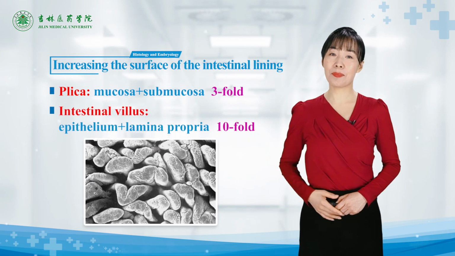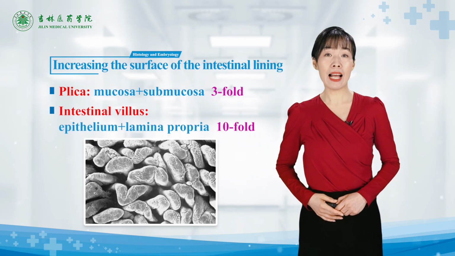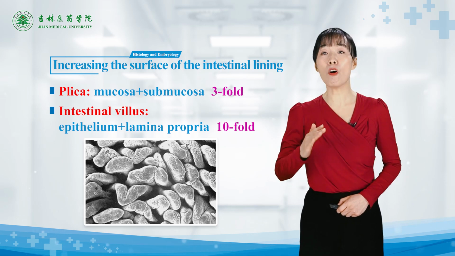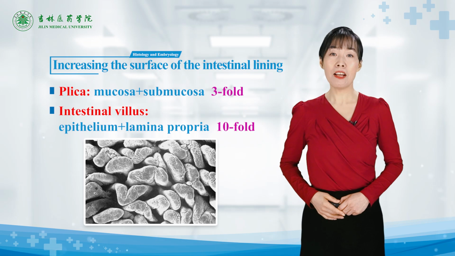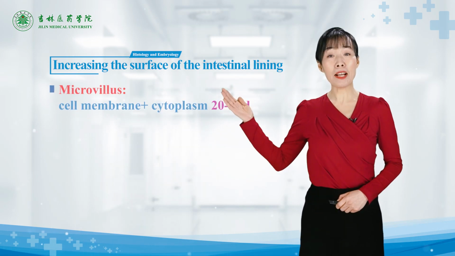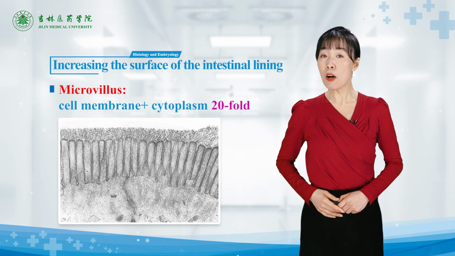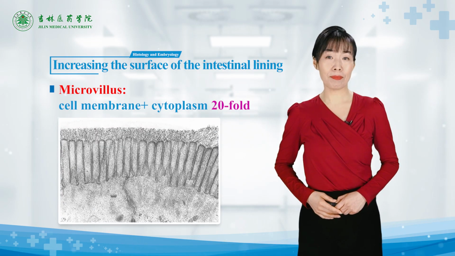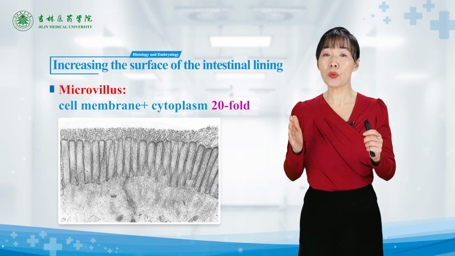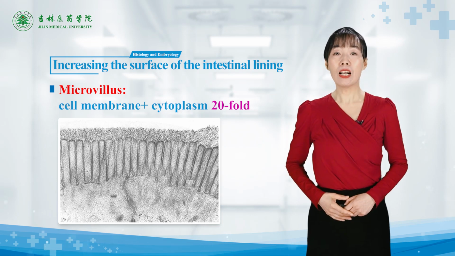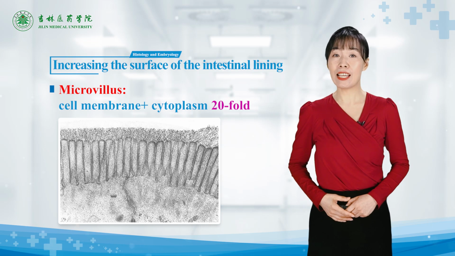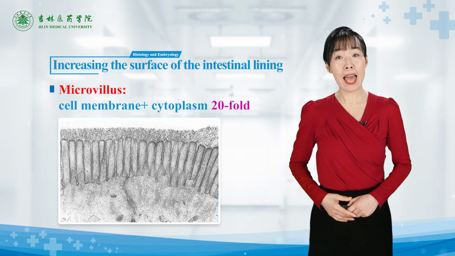Intestinal villus. Epithelium and lamina propria project to the lumen to form intestinal villus, which increase it 10-fold. Microvillus. Cell membrane and cytoplasm stretched out to form microvillus, which increase it 20-fold. So together, the surface of the intestinal lining is increased 600-fold.